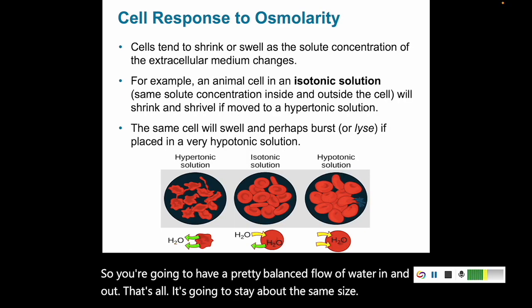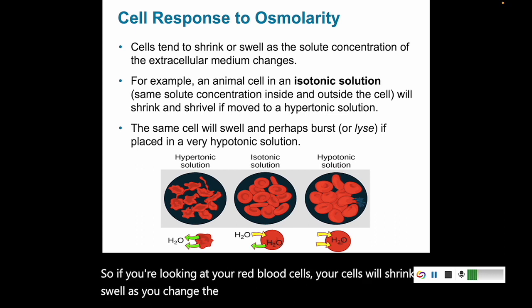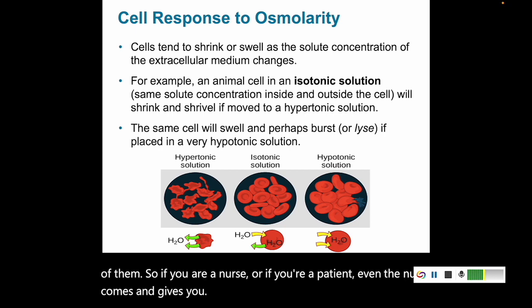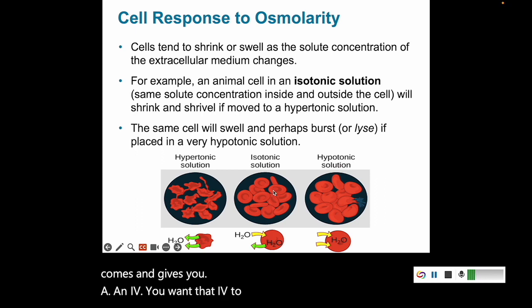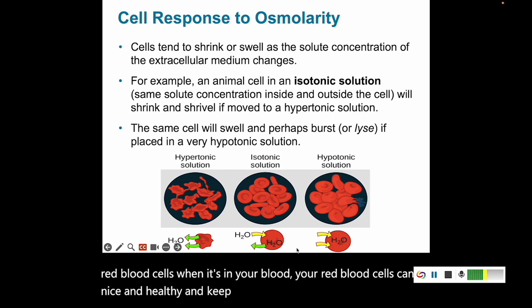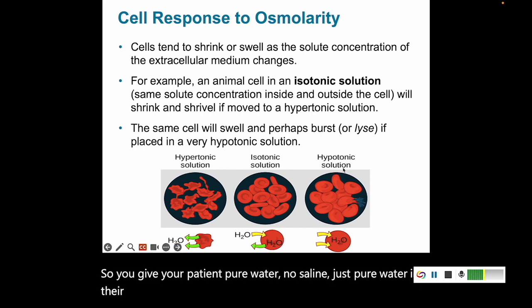So if you're looking at your red blood cells, cells will shrink or swell as you change the concentration gradient of what's outside of them. So if you are a nurse, or if you're a patient even, the nurse comes and gives you an IV. You want that IV to be isotonic so that when it hits your red blood cells, when it's in your blood, your red blood cells can be nice and healthy and keep functioning. If you are given a hypotonic solution, so you give your patient pure water, no saline, just pure water in their IV, that's a hypotonic solution.